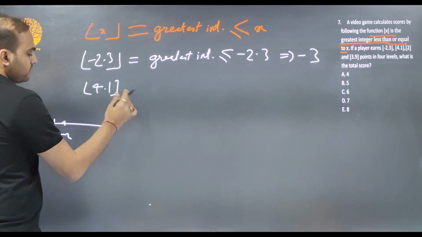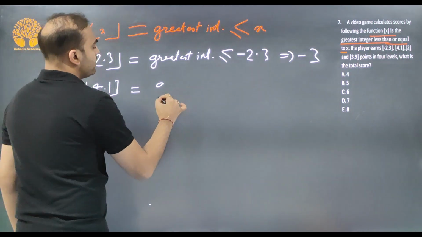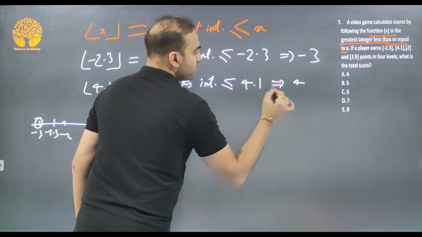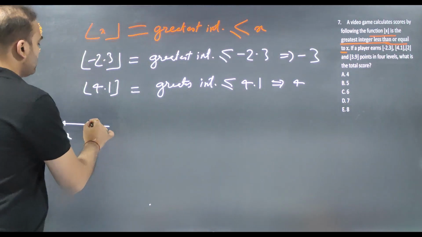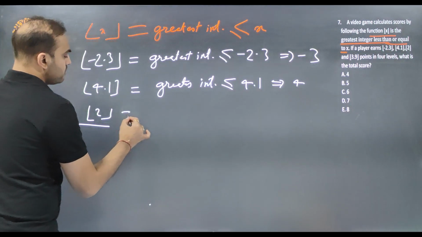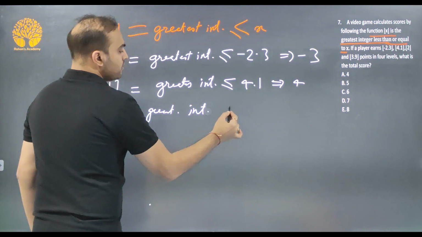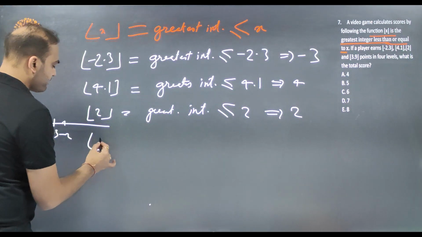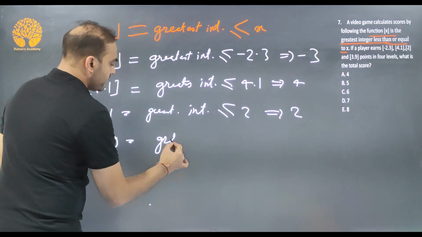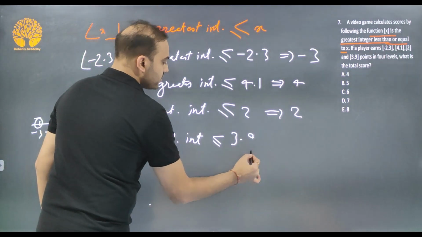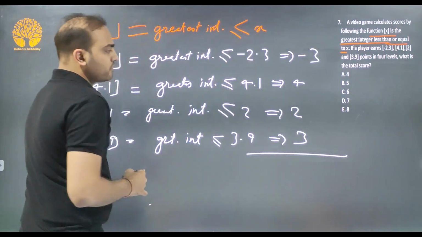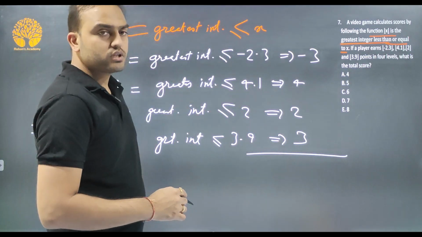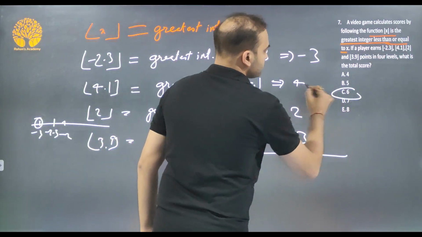Next, 4.1. This will become the greatest integer less than or equal to 4.1, that is 4. Similarly for 2, the greatest integer less than or equal to 2 is 2 itself. For 3.9, the greatest integer less than or equal to 3.9 is 3. So level 1 score is minus 3, level 2 is 4, level 3 is 2, level 4 is 3. What do they want? Total score. Total score will be 6.